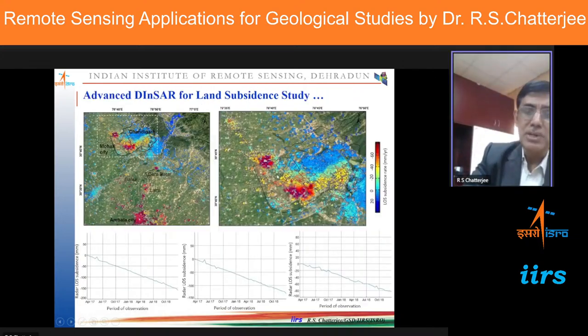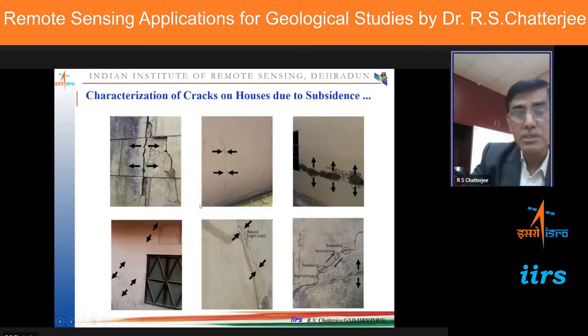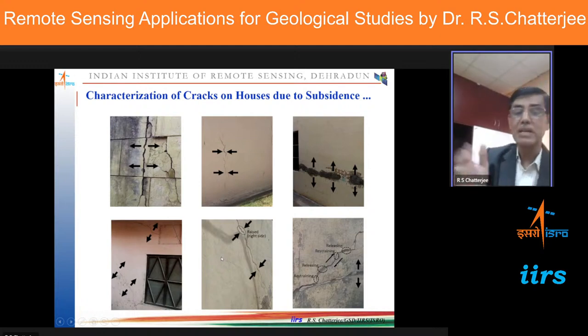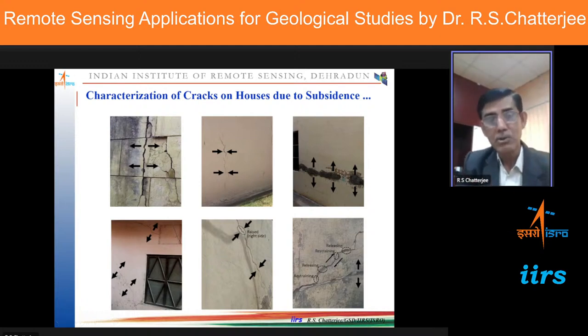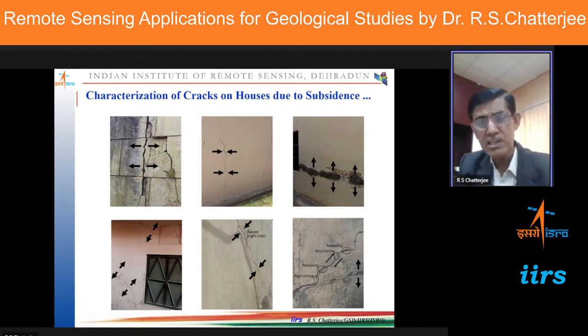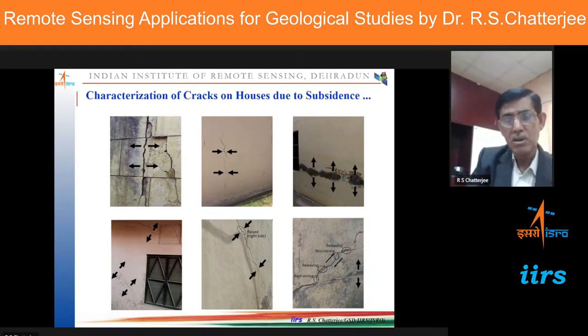Here, more precisely, we have studied using the advanced differential interferometric SAR technique, and we have shown how this land is subsiding in this area. And due to the subsidence, particularly differential subsidence of the surface, the houses above this land surface may have cracks, there may be damage, and we have characterized these house cracks in this Mohali, Chandigarh area. There are tensile cracks, compressional cracks, shear cracks, different kinds of cracks that are happening, or rather that happened.